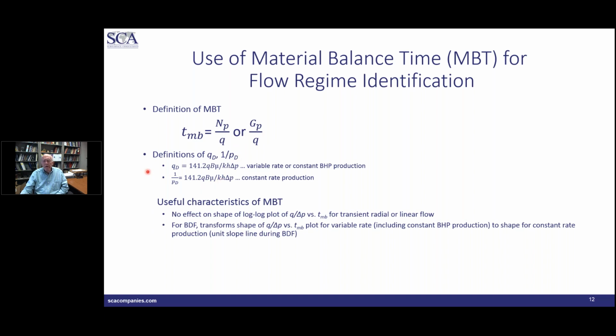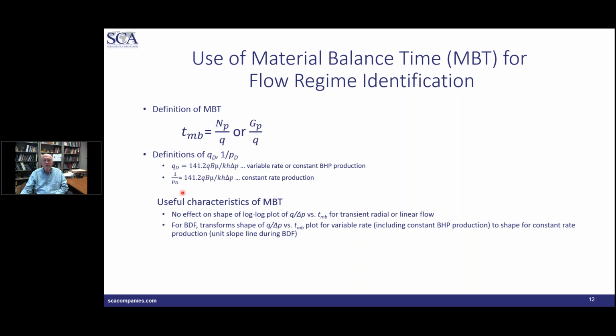I want to introduce a couple of definitions for you because they're necessary in understanding a couple of slides that follow. QD, that's the symbol that we use for a solution to the flow equations for production at constant bottom hole pressure. And notice the quantities that are in this definition: rate, volume factor, viscosity, permeability, thickness product, and pressure drawdown. All right, this solution assumes constant bottom hole pressure production, variable rate.